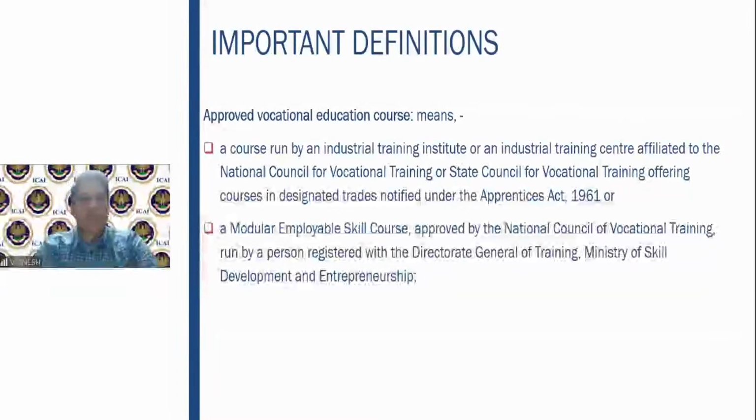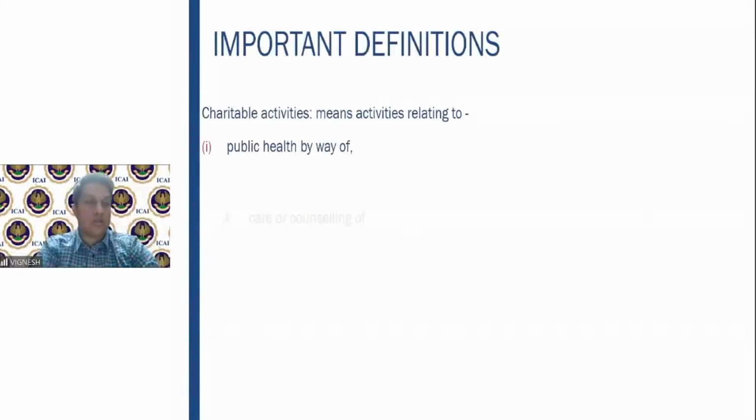Approved vocational education course. This phrase is used in the educational services we are going to cover in the exemptions. It means a course run by an Industrial Training Institute or Industrial Training Center affiliated to the National Council or State Council for Vocational Training. Approved vocational education courses enjoy exemption under GST. Similarly, a modular employable skill course approved by the National Council for Vocational Training is also an approved vocational education course. I hope that is clear.